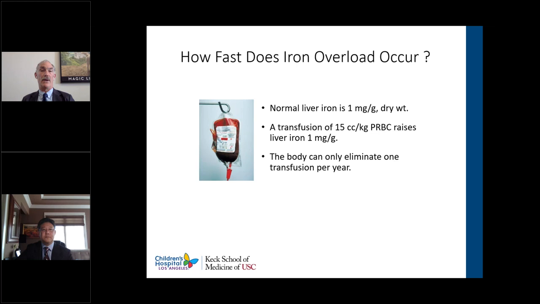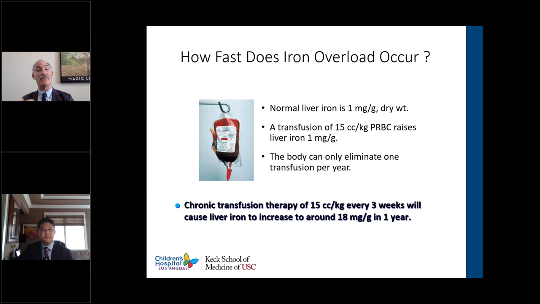Furthermore, the body eliminates only one transfusion's worth of iron per year. So if you're being transfused every 3 weeks, you can see that by the end of only 1 year of transfusions, you're going to have a liver iron that's up around 17, 18 milligrams per gram, which is well into the range thought to be cardiotoxic.